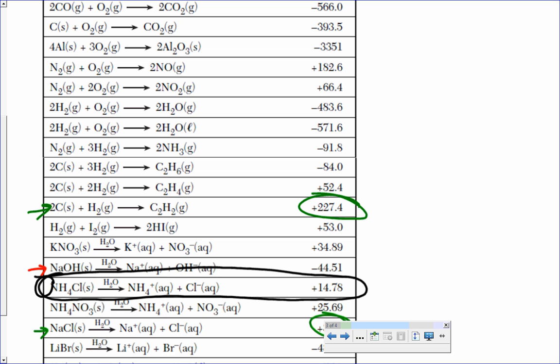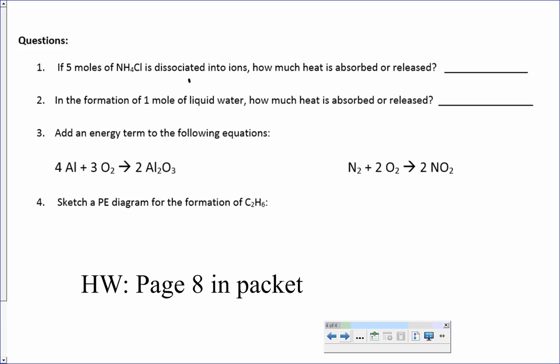Now, in front of NH4Cl is a little invisible 1, which means that's talking about 1 mole of ammonium chloride. So each mole absorbs 14.78 kilojoules. We're going to multiply this by 5, and it's going to give us 73.9 kilojoules. The positive sign right here is showing that this is going to be absorbed.